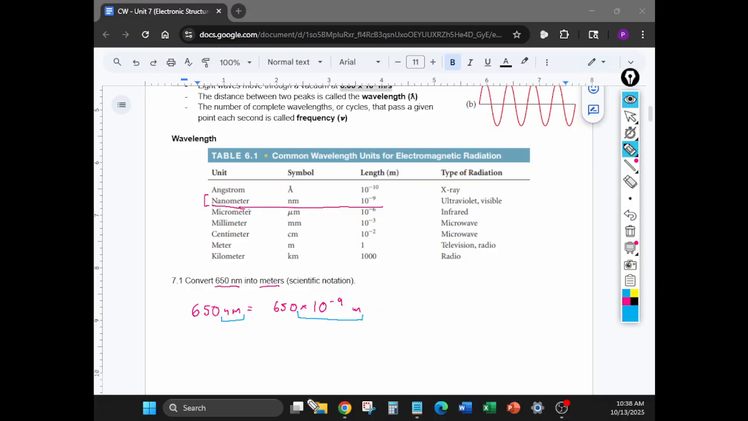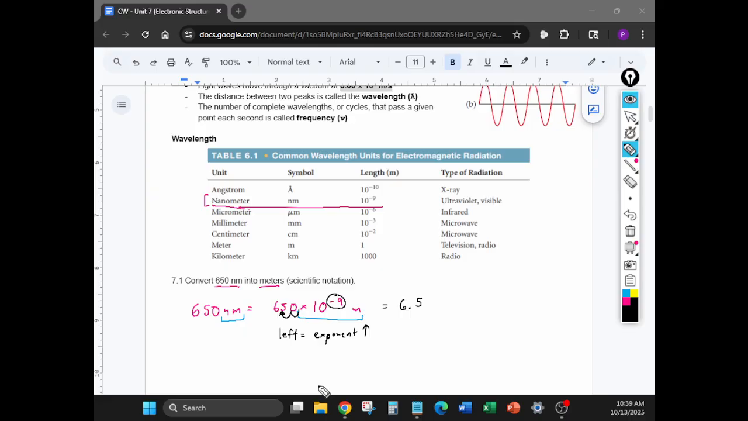Okay. Now, we got to do it in scientific notation. To do that, we need only one number in front of the decimal. So what we have to do is we need to move the decimal twice to the left. Okay, so that's how we can get scientific notation. So we should get 6.5, but if we do that, we have to change the exponent. Okay, now if you move the decimal to the left, the exponent value is going to go up. Okay, so it's 10 to the -9.